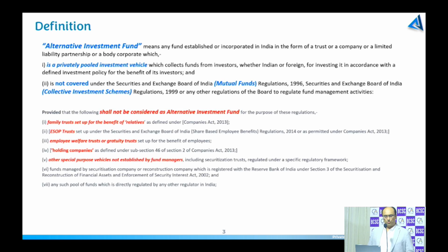Again, AIF is something that is not a family trust which is set up for the benefit of relatives. While there is a trust structure included in AIF, if there is a trust which is only for the benefit of the relatives, it is not considered an AIF. ESOP trust is very popular among startups now to give some portion of equity to its key employees. So ESOP trust again is excluded here. Employee welfare trusts or gratuity trusts. Your holding companies, where holding companies may have multiple shareholders, but a holding company setting up a subsidiary company is not considered as an AIF again. And other special purpose vehicles which are separately regulated under some other regulatory framework. So that's what AIF is.